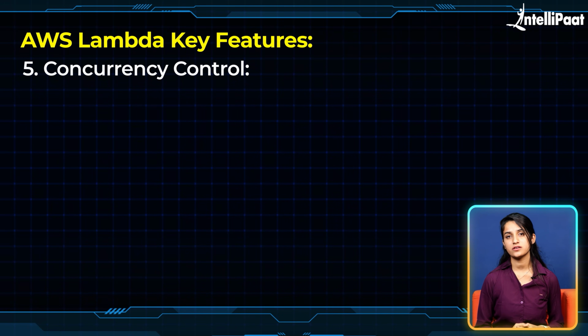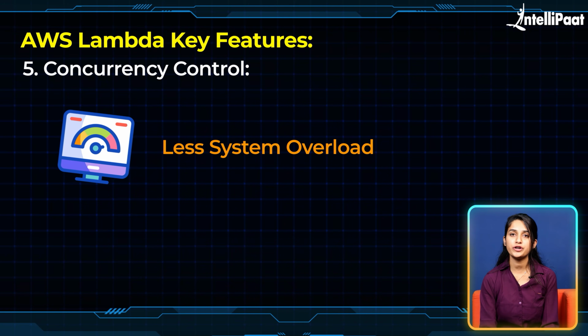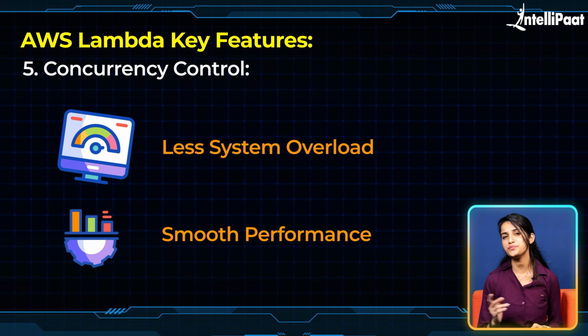Now the fifth point is concurrency control. It allows you to manage how many instances of your function can run simultaneously, helping you avoid overloading your systems and ensuring smooth performance during high demand periods too.